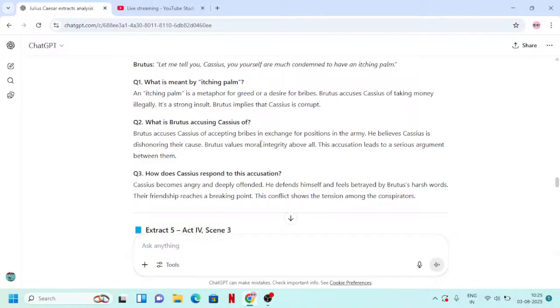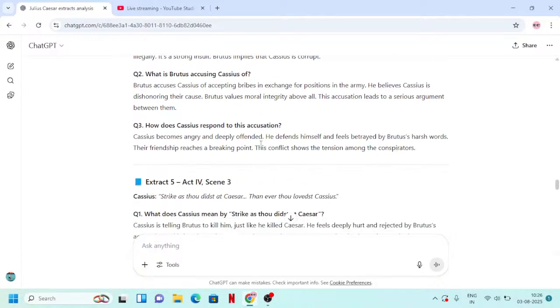It is very simple. What is Brutus accusing Cassius of? Same kind of answer. Brutus accuses Cassius of accepting bribes in exchange for positions in the army. He believes Cassius is dishonoring their cause. Brutus values moral integrity above all. This accusation leads to a serious argument between them. And after that they conflict, they vent out their frustration.